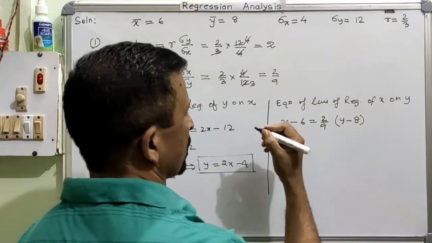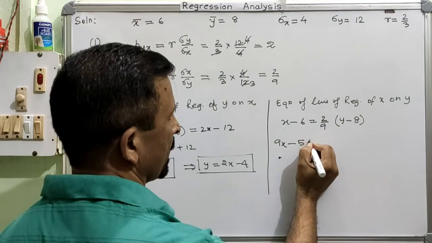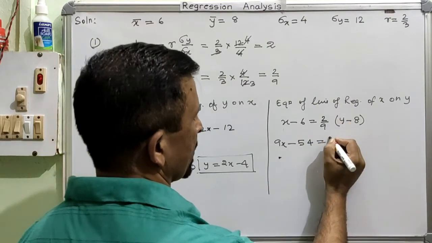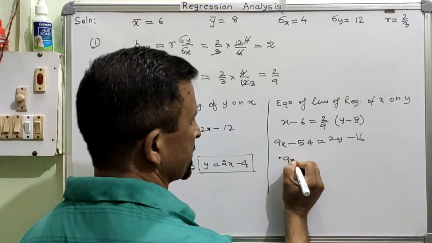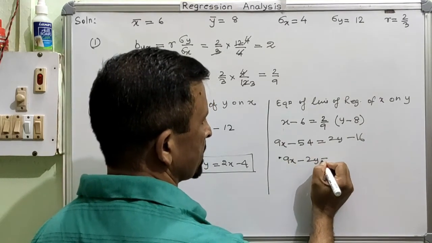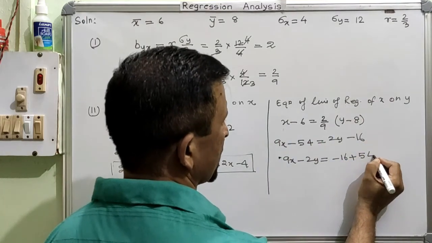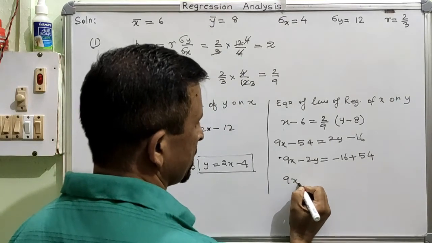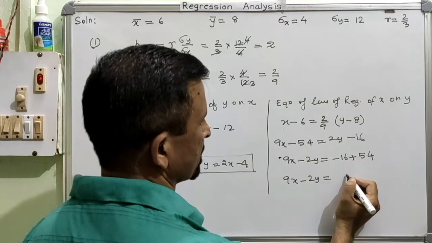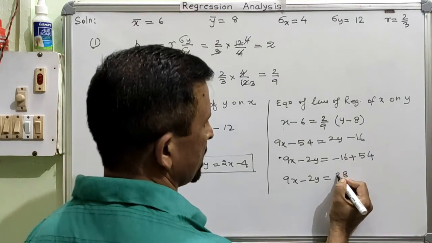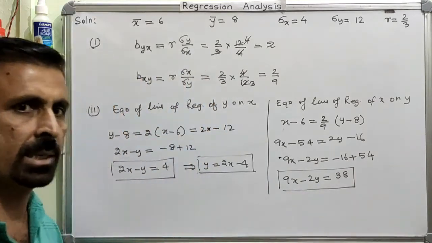So we will do cross multiplication. This is 9 into x, 9x, 9 6s are 54, is equal to 2 into y, 2y minus 16. So this is 9x minus 2y is equal to minus 16, and this minus 54 goes to that side, will become plus 54. So 9x minus 2y is equal to what? 14 minus 6 gone 8, and 4 minus 1 gone 3. So this is your answer. Is it alright?